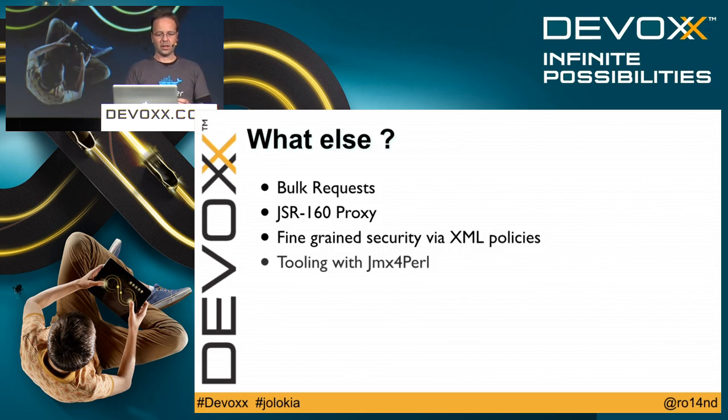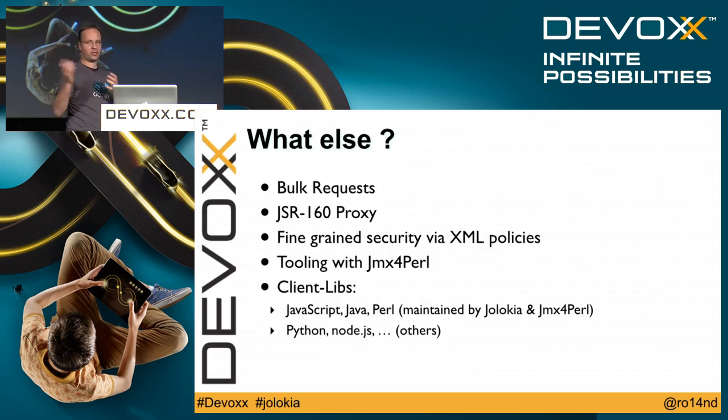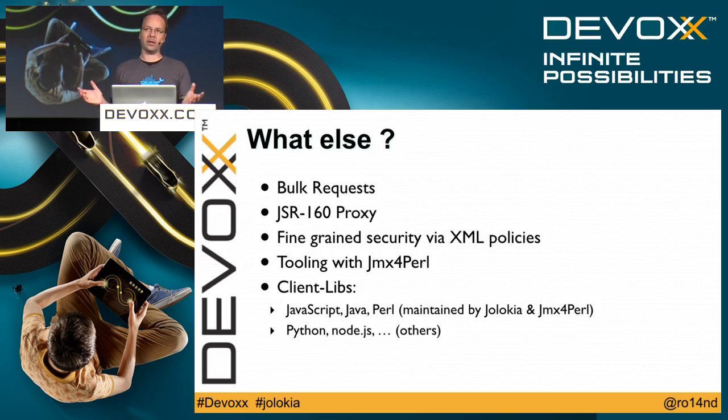Then there's some tooling with JMX for Perl, and a whole bunch of client libraries. One of them was this JavaScript library which I just showed, but there's also a Java library, a Perl library, and also Python, Node, and so on. But writing your own client binding is not really hard because the protocol is fully documented, and it's quite easy.